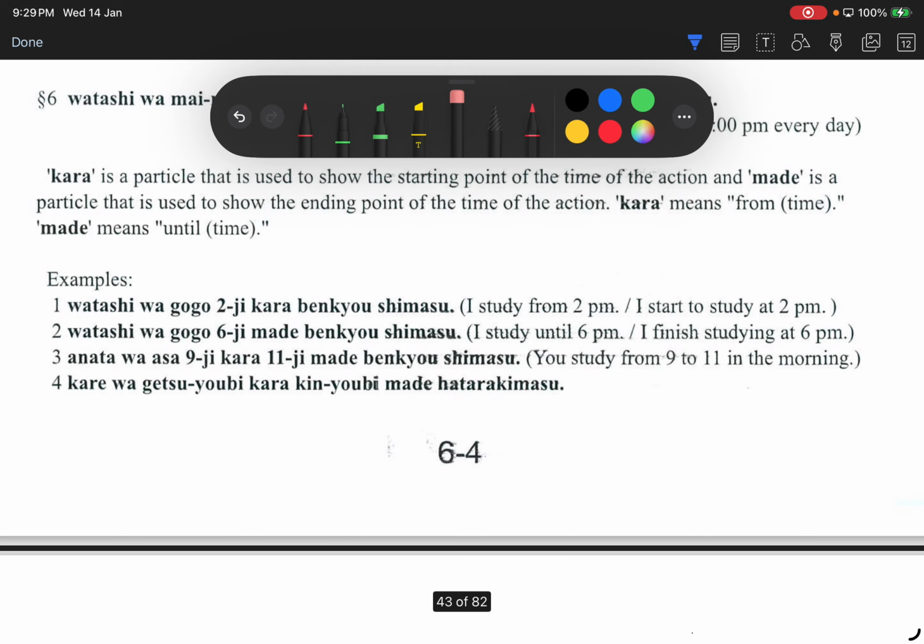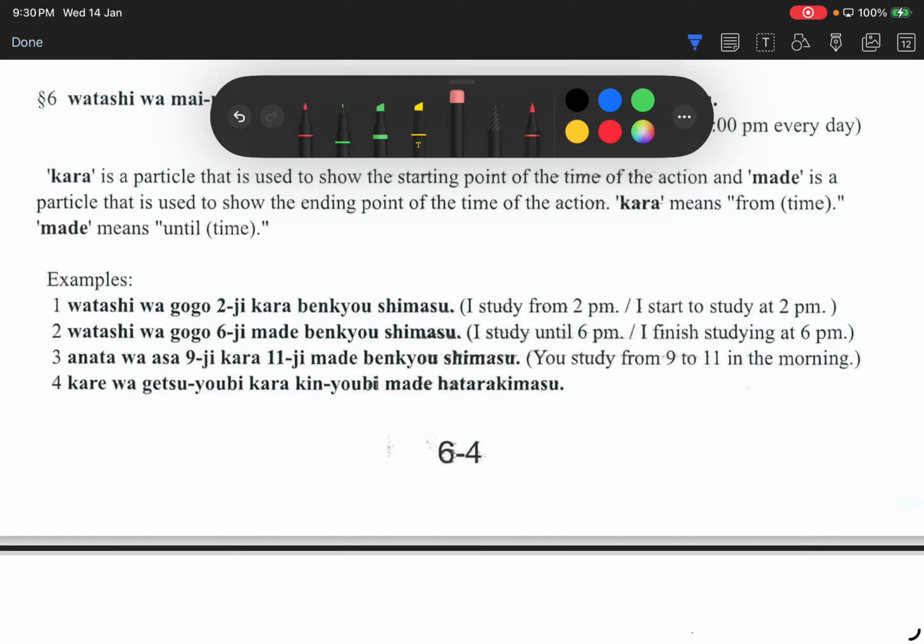Okay, examples. 1. 私は午後2時から勉強します. So now I only use から, which is from. I never say まで, which means there is no until. So basically, I from 2 PM study. So there is no start meaning here. It is implied that this person starts from 2 o'clock, but there's no start meaning in the sentence. It just says I from 2 PM study. I never say I started studying at 2 PM. The start is implied.